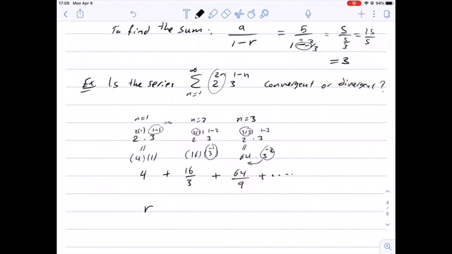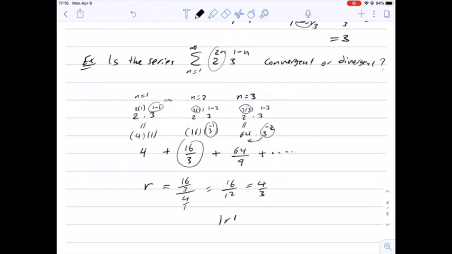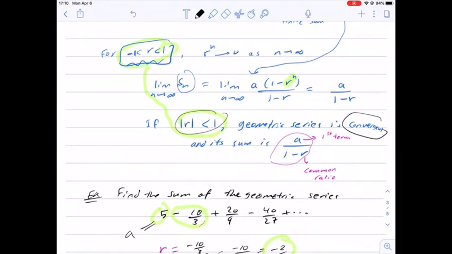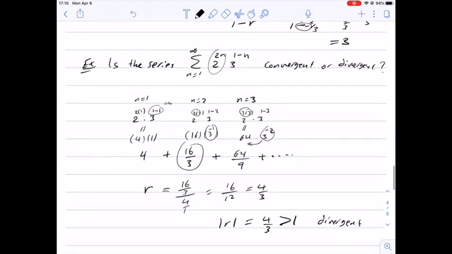So we expanded the series here. We need to find r, the ratio. r is, we divide the second term by the first term. So this is 16 over 12. This gives 4/3. So the absolute value of r is 4/3. It's greater than 1, so it's divergent. If it's less than 1, then it's convergent.